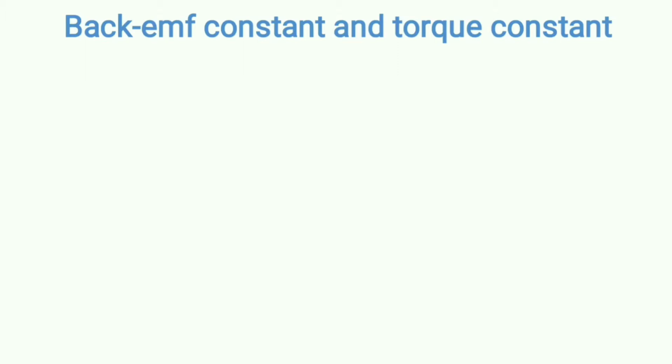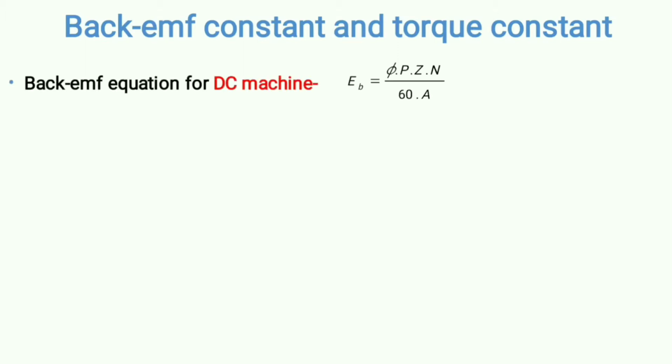So let's start. As we all know, this is the well known equation of back EMF for DC machine, especially say DC motor. EB is the back EMF and it can be written as phi p Zn by 60A. Phi is the flux per pole, P is the number of poles, Z is the number of conductors, N is the speed in RPM, and A is the number of parallel paths. So these things you already know, right?